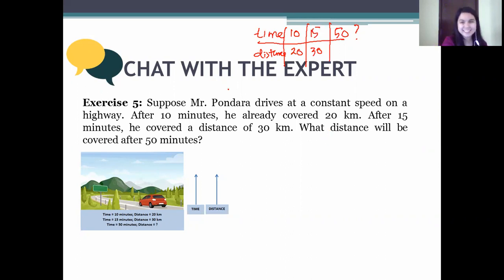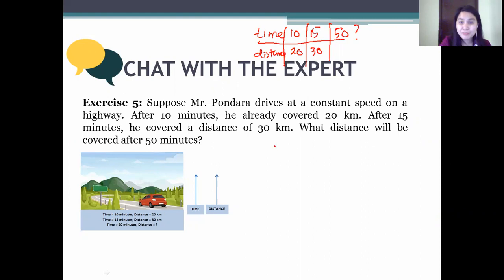They're all times 2. 10 times 2 equals 20. 15 times 2 equals 30. 50 times 2 equals 100. Very good. I think that's the very best way. Let me show you the procedure, okay?